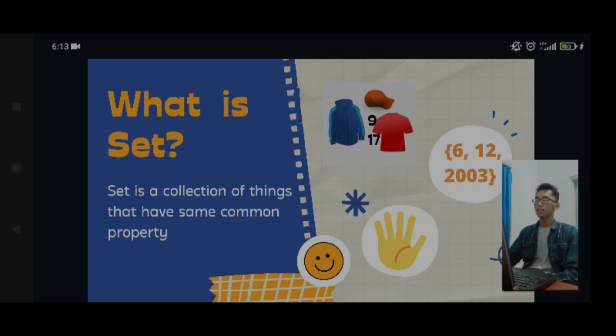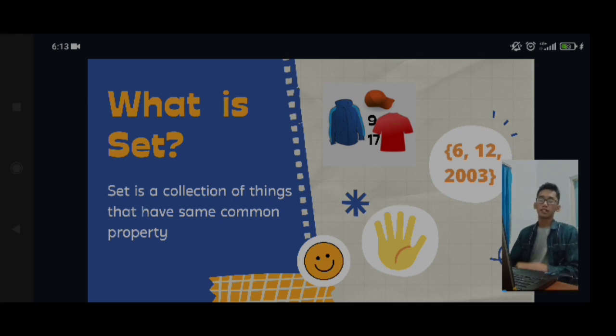For example, the things that can be worn, like a jacket, shirt, t-shirt, glasses, shoe, hat, and other things. That is a collection of things, but they also have the same common property that differentiates them from others, which is that these things can be worn by us, like a jacket. That's why they become a set, a collection of things that have the same common property.